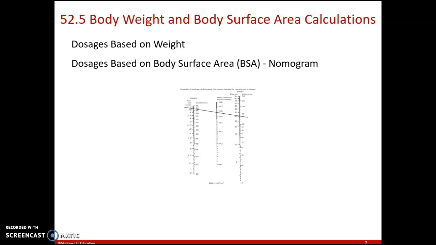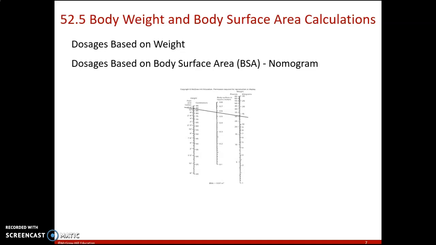So, dosages based on weight are often expressed in milligrams per kilogram, and that might be milligrams per kilogram per day, milligrams per kilogram per dose, so just pay attention to that part after the milligrams per kilogram. So the first thing you're going to need to do whenever you come across a problem that involves milligrams per kilogram is convert the patient's weight from pounds to kilograms, and again we do that by dividing by 2.2 pounds per kilogram. So if I weigh 150 pounds, I would divide by 2.2 to get my weight in kilograms.